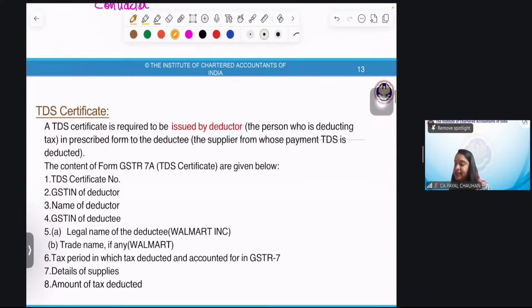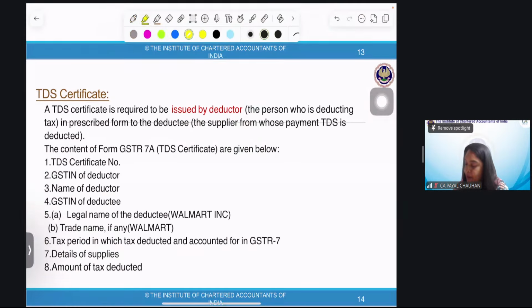See, the TDS certificate. The TDS certificate is required to be issued by the deductor, the person who is deducting the tax, in the prescribed form to the deductee. And the form is GSTR 7A.